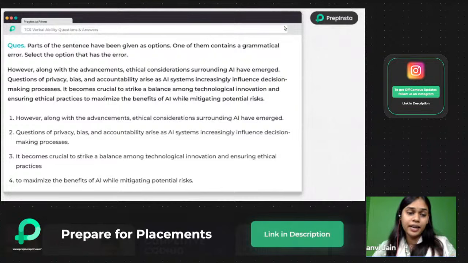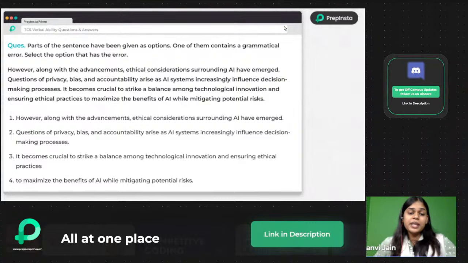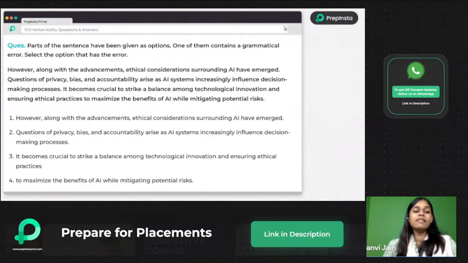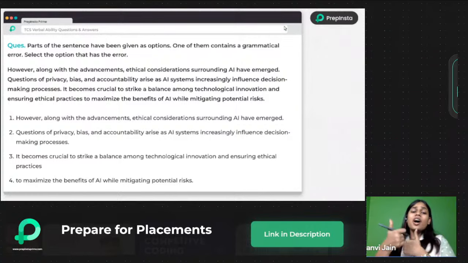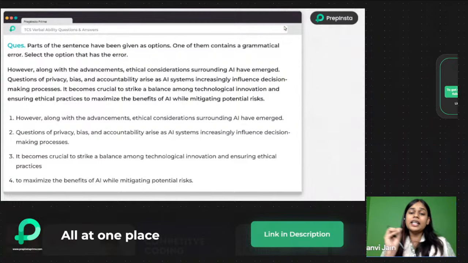Sentence B, questions of privacy, bias, and accountability arise as AI systems increasingly influence decision-making processes. Again, this sentence is completely correct because we use questions of privacy. So questions is a plural subject and arise is a plural verb. All right, so completely correct. Increasingly influence decision-making processes, correct use of adverb and adjective.